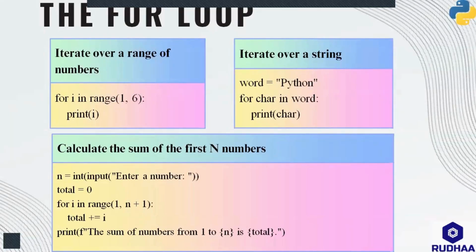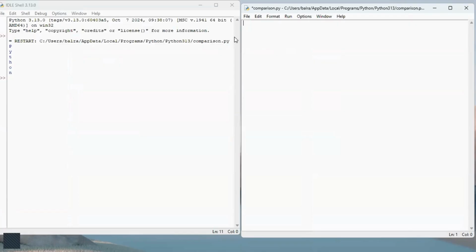The next is calculate the sum of first n numbers. So first n numbers, the n number can be 10, 20 or even 100. So it will calculate the sum of first n numbers. So we will now write a program to calculate the sum of n numbers. First we'll define what is n. n is an integer. So n equals int(input("Enter a number")). Suppose if the number is 10, it will calculate the sum of 10 numbers.